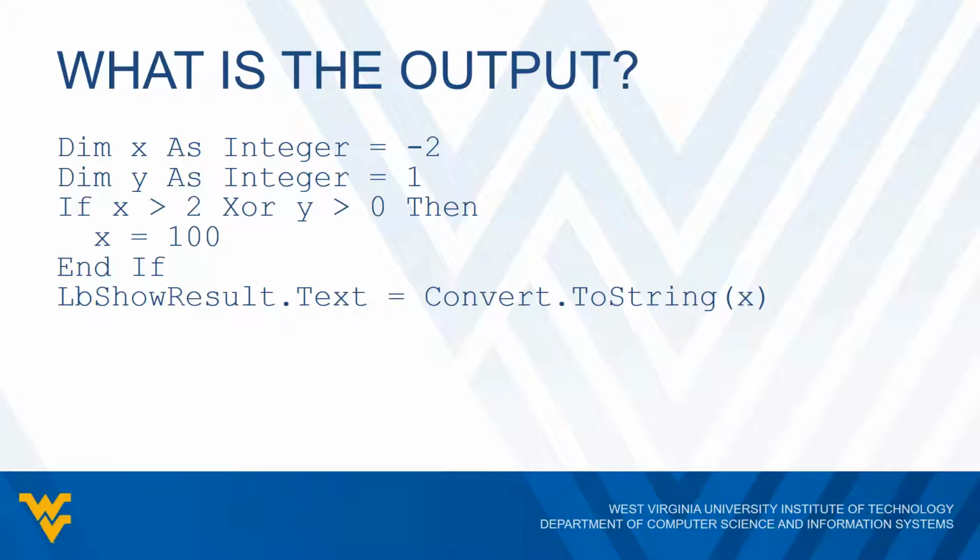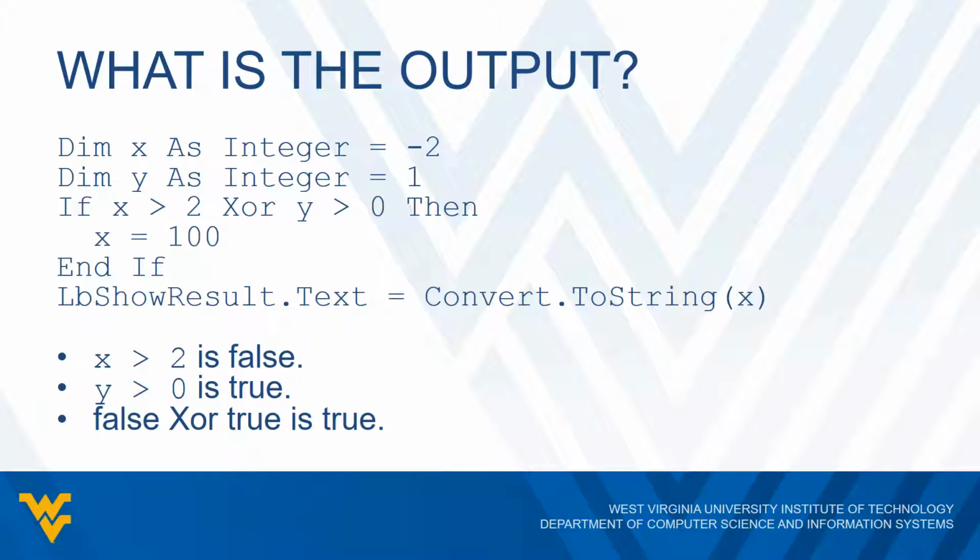So let's evaluate the first condition. We have x greater than 2, and since x is -2, this is going to be false because -2 is not greater than +2. And then we need to check our second condition, the y greater than 0. Since y is 1, y greater than 0 is true.